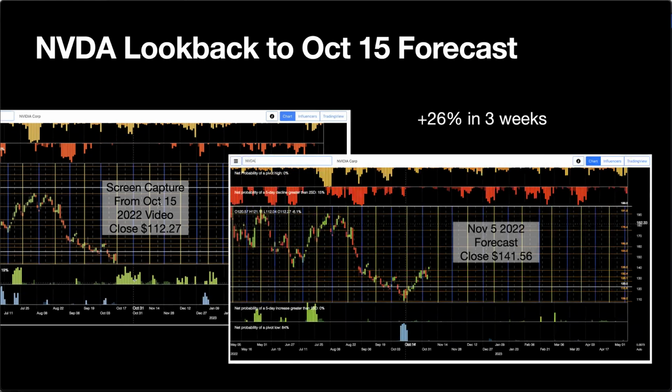And then fast forward 3 weeks, and it's boosted up 26% in that time period to close at 141.56. So this cluster of 2 standard deviation up days definitely came to pass. So very successful forecast there in NVIDIA. I hope you were able to participate in some of that move.